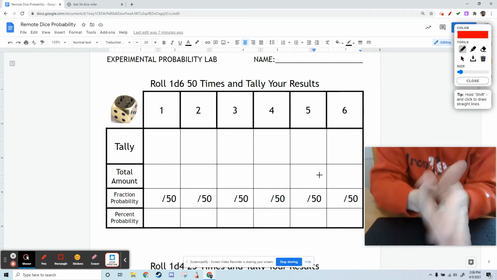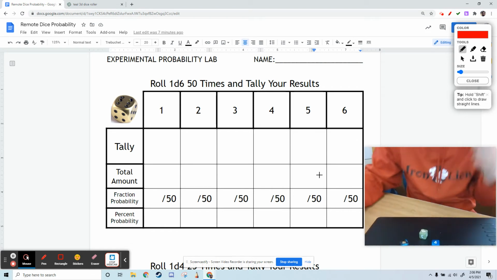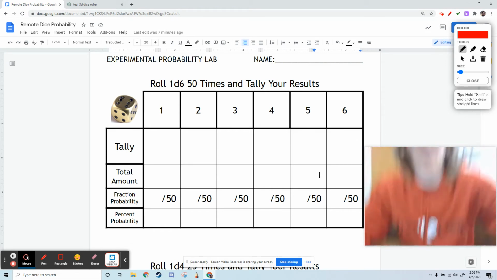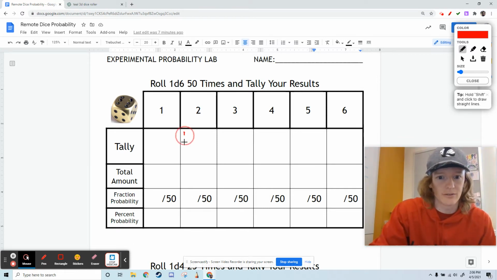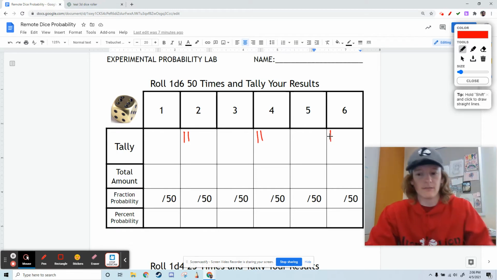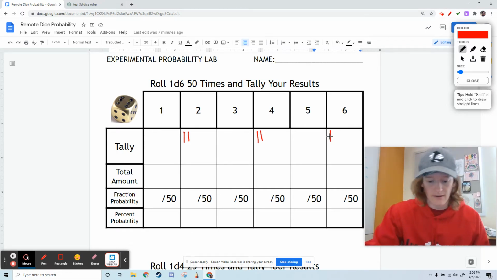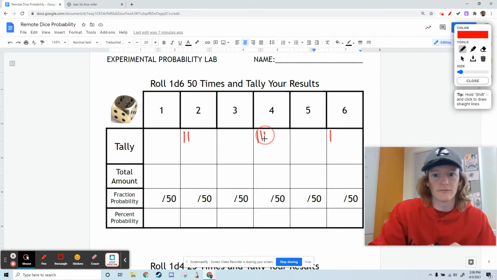So I'm rolling 5d6. I got a 2, a 4, a 4, and a 6. So on my tally chart, we'll go 2, 2, 4, 4, 6. We'll roll again: 4, 4, 3, 5, 1.